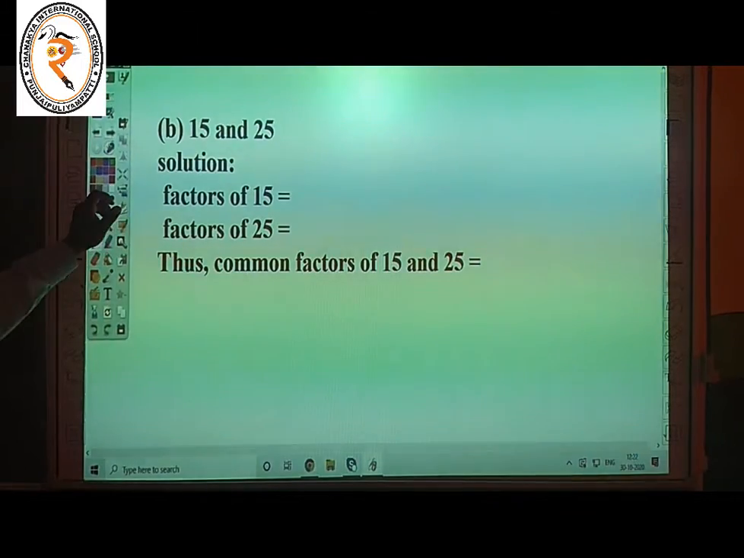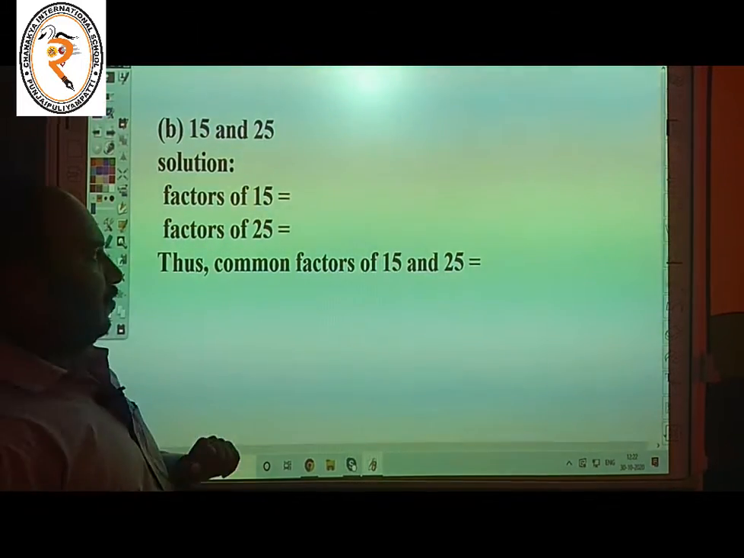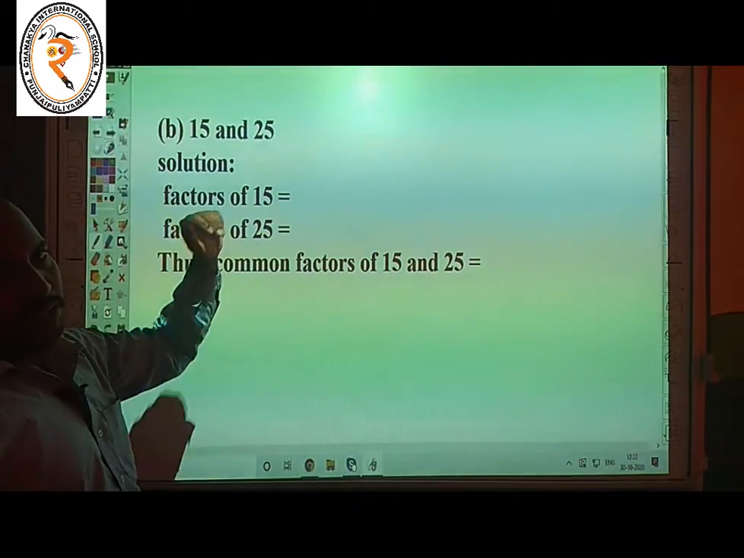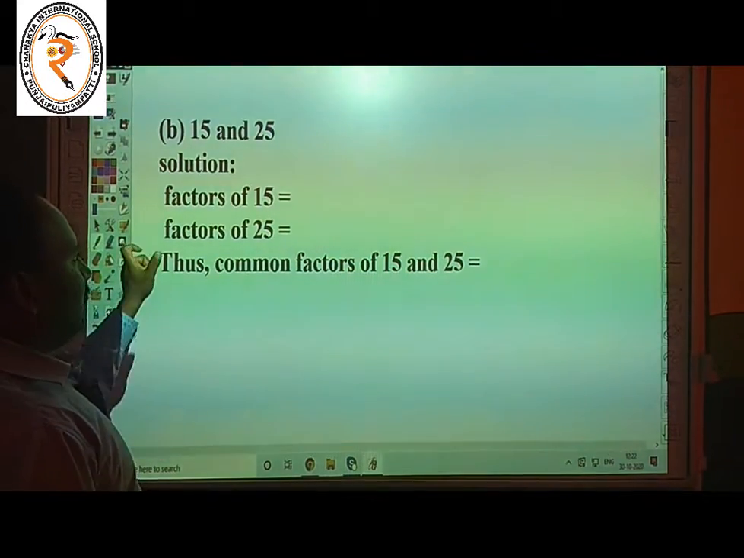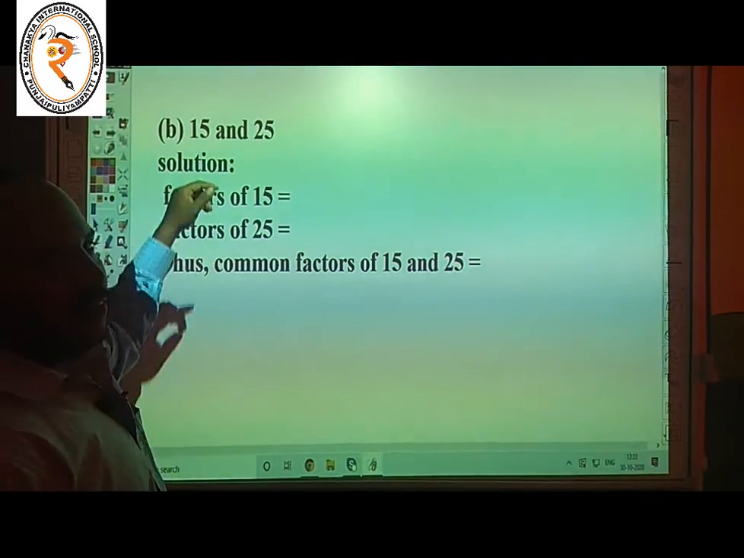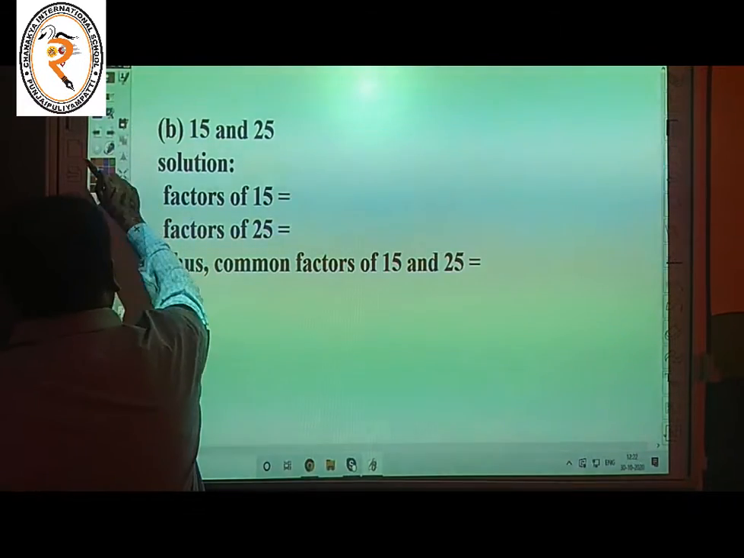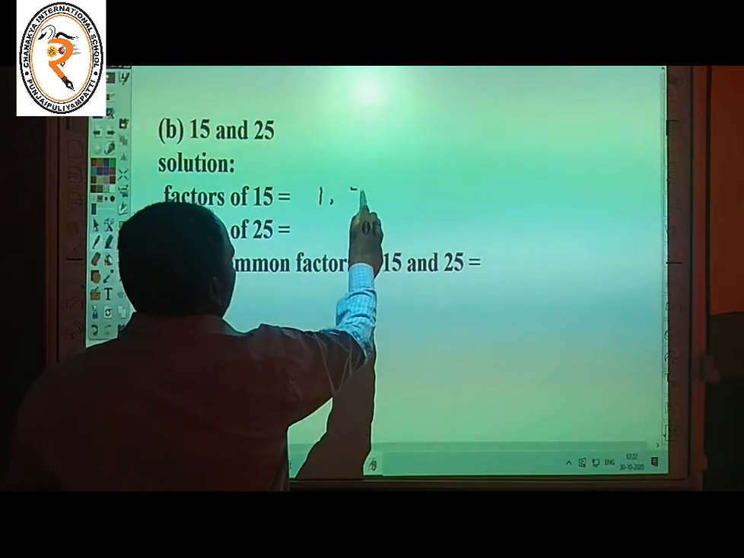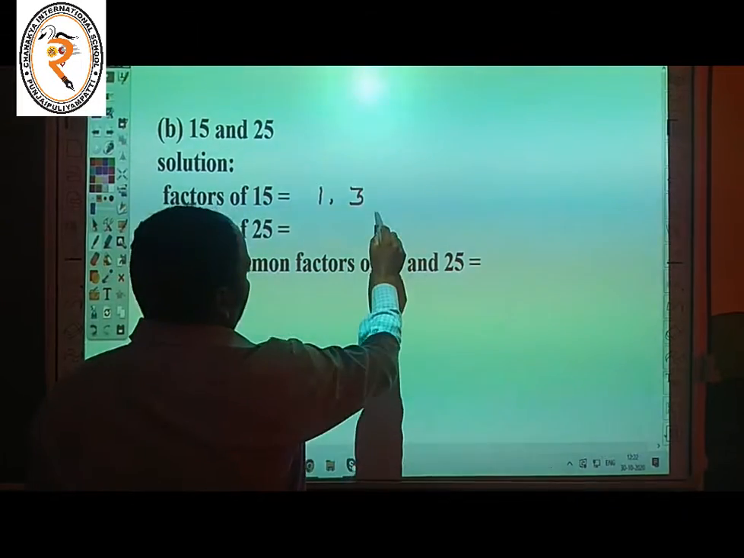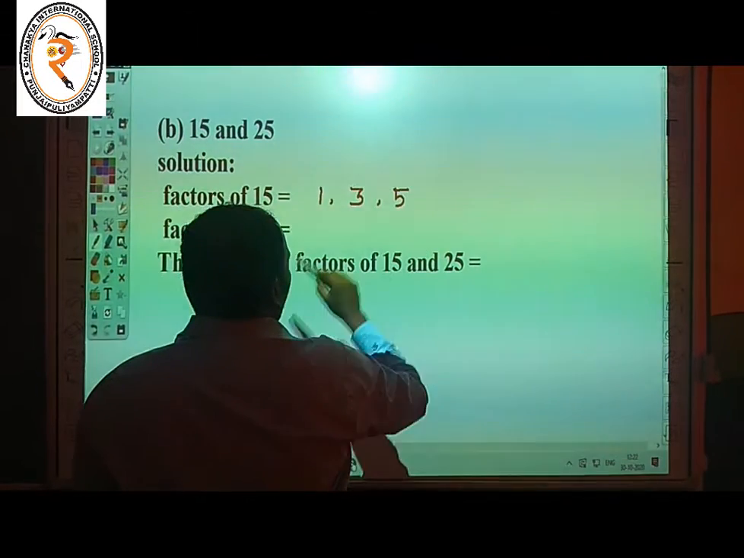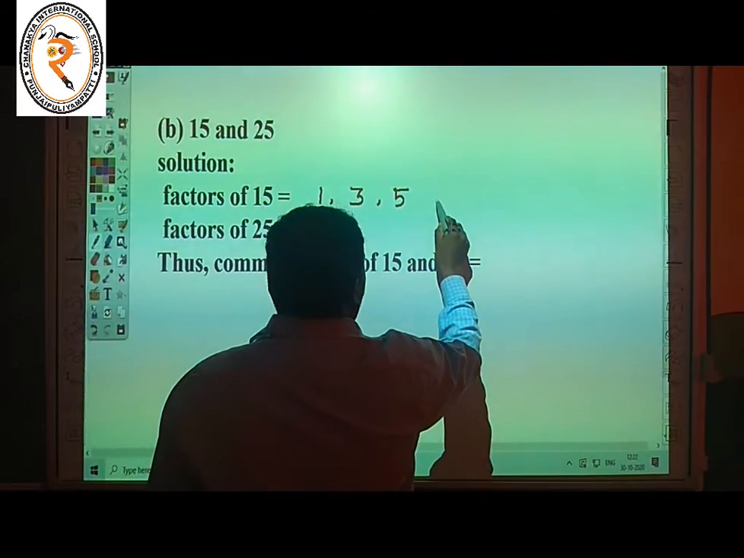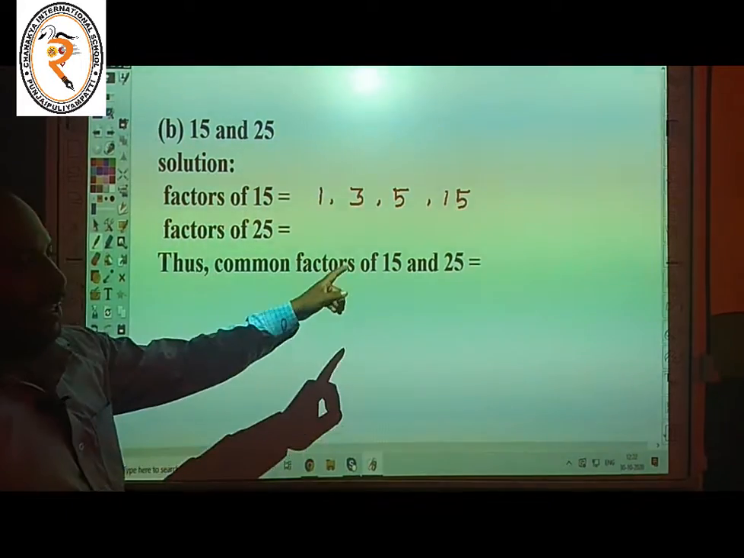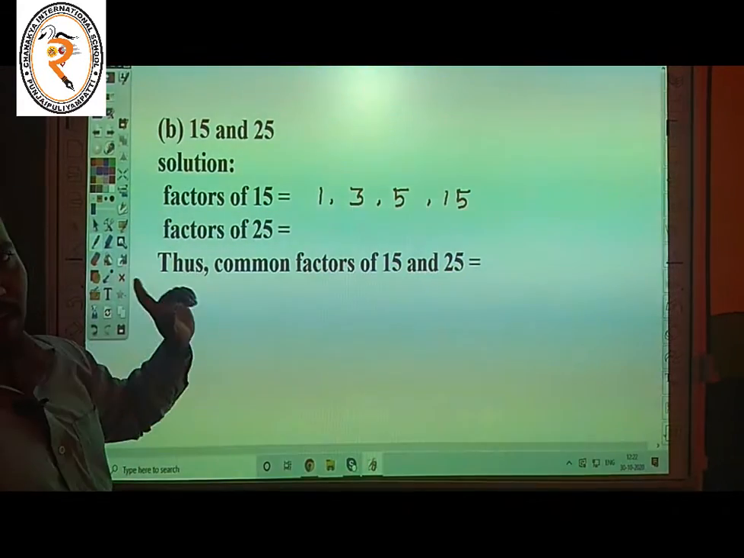The next one is 15 and 25. Here also we want the common factors of 15 and 25. First we find the factors. Factors of 15 is equal to 1, 2 is a non-factor, so 3, 5 and itself 15. 1, 3, 5 and 15 are the factors of 15.